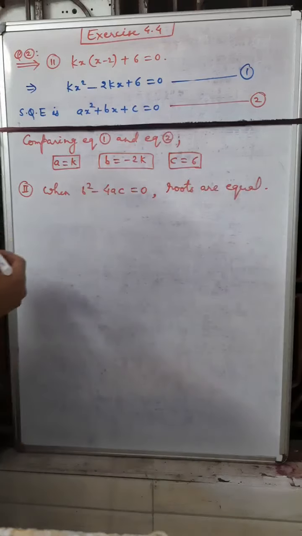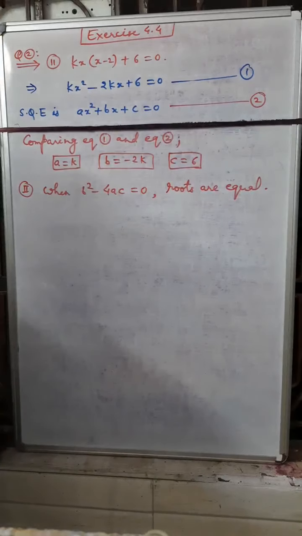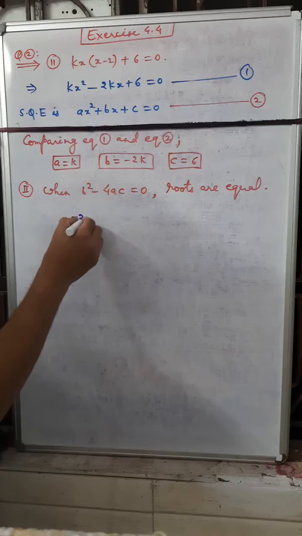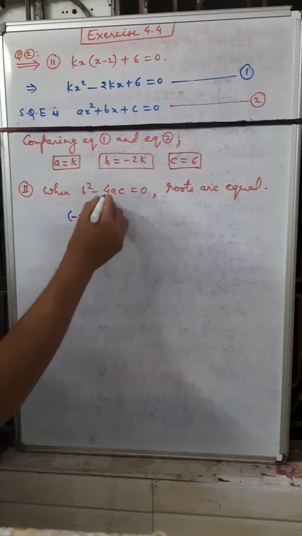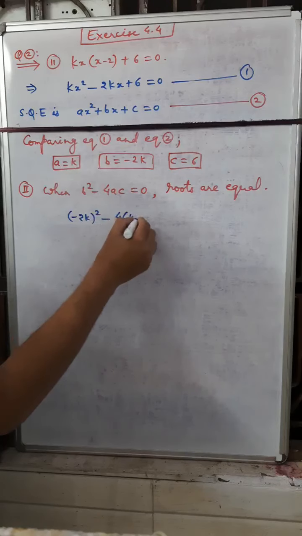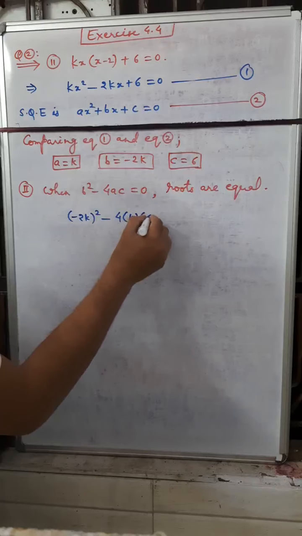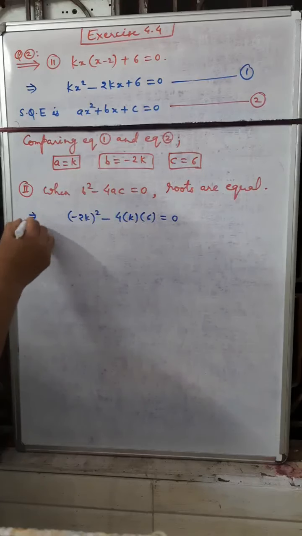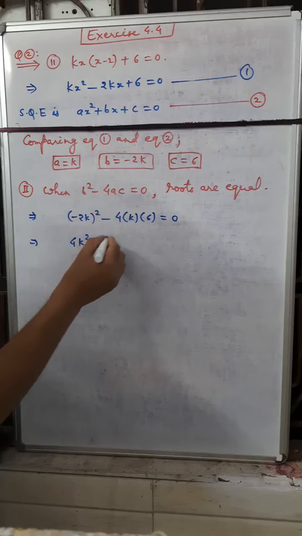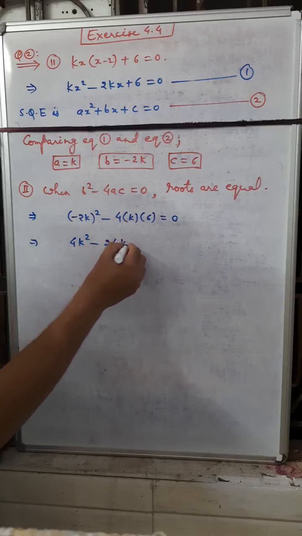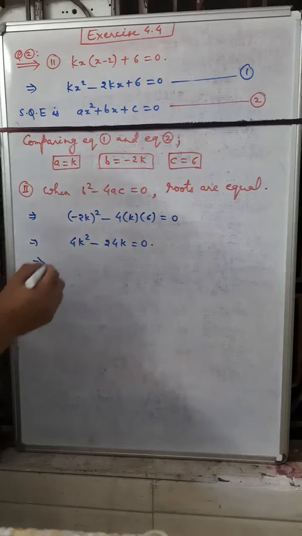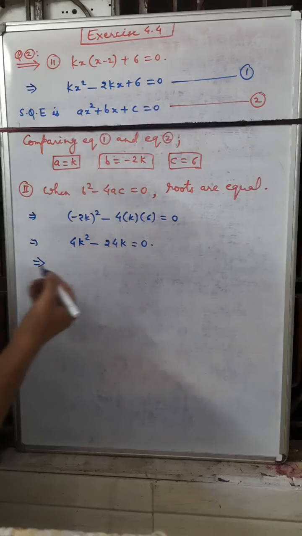So in that condition, if b square minus 4ac is equal to 0, the roots are equal. Put the value b is equal to minus 2k, so minus 2k whole square, minus 4, a is equal to k, c is equal to 6, is equal to 0. So now minus 2k whole square, 2 2s are 4, k square, minus 6 4s are 24 k is equal to 0.